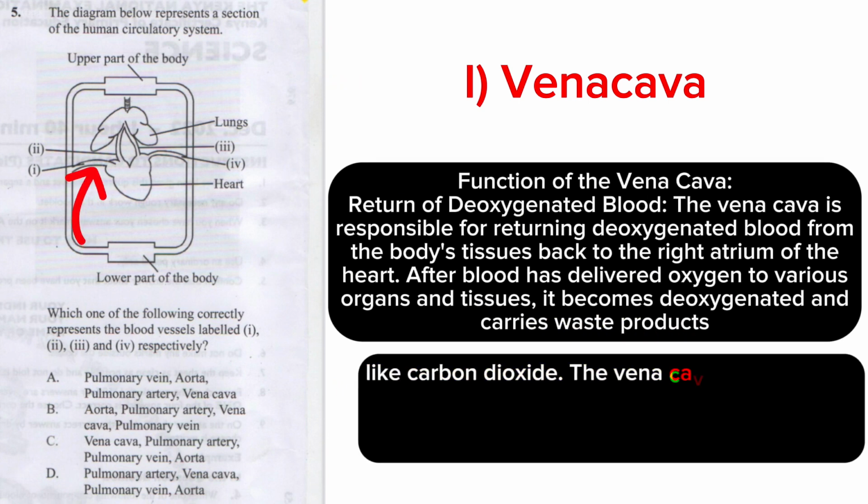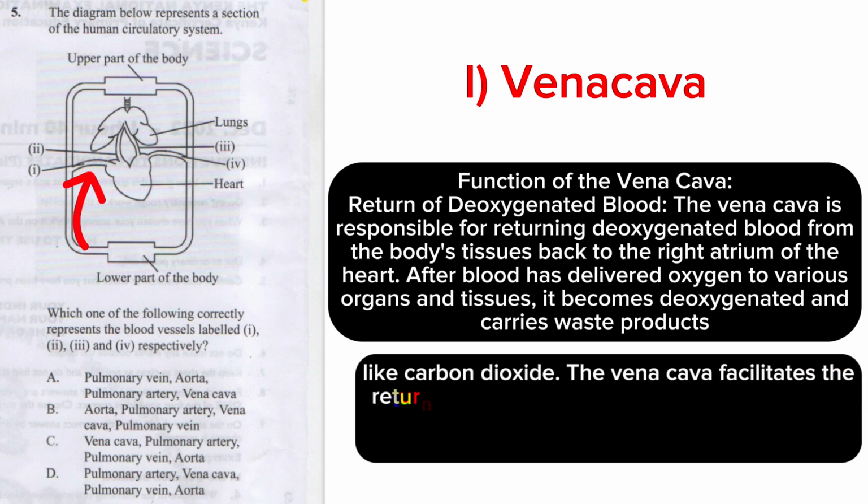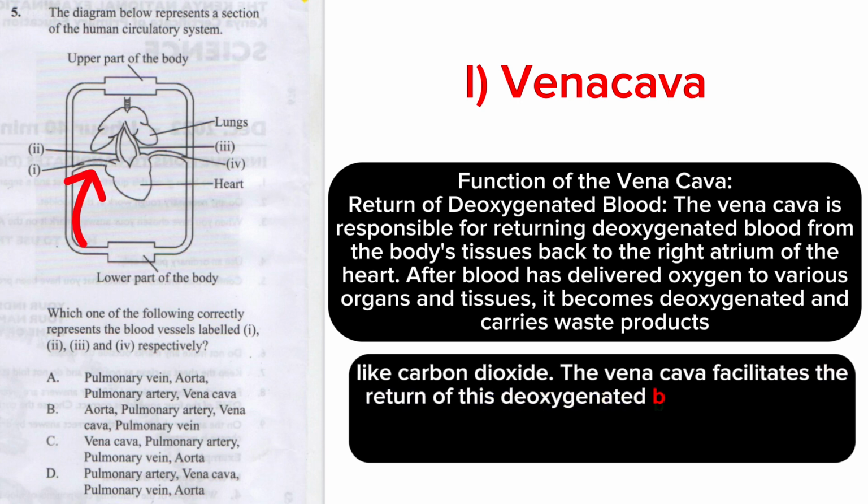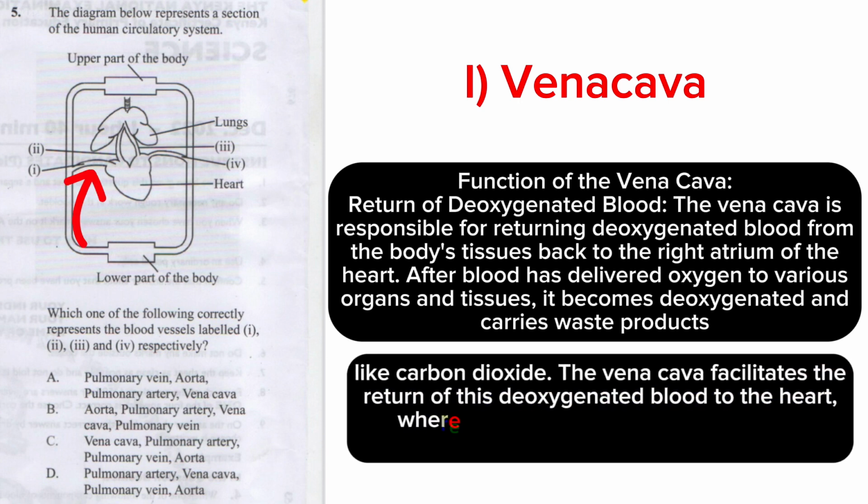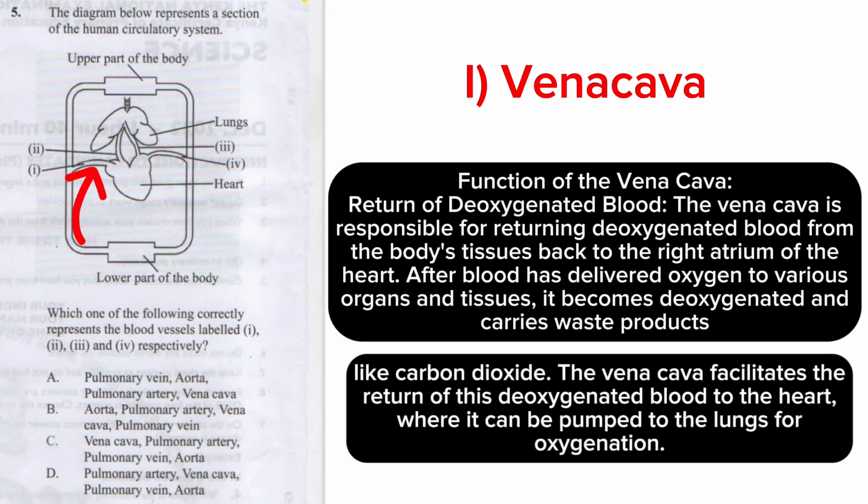After blood has delivered oxygen to various organs and tissues, it becomes deoxygenated and carries waste products like carbon dioxide. The Venacava facilitates the return of this deoxygenated blood to the heart, where it can be pumped to the lungs for oxygenation. So Venacava facilitates the movement of deoxygenated blood after blood has delivered oxygen.